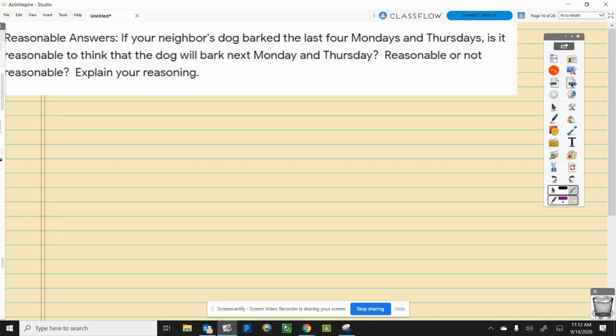If your neighbor's dog barked the last 4 Mondays and Thursdays, is it reasonable to think that the dog will bark next Monday and Thursday? Reasonable or not reasonable? And explain your reasoning. So if the neighbor's dog barked for the last 4 Mondays and Thursdays, you think it's going to bark next Monday and Thursday? What do you think? Go ahead and put down reasonable or not reasonable, and I want you to explain your reasoning. We'll discuss this when you come back tomorrow.